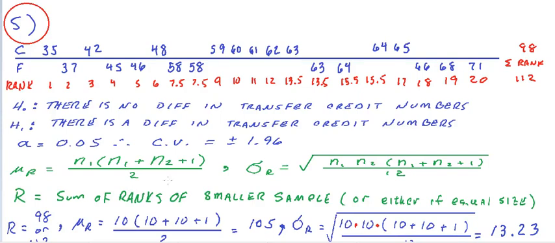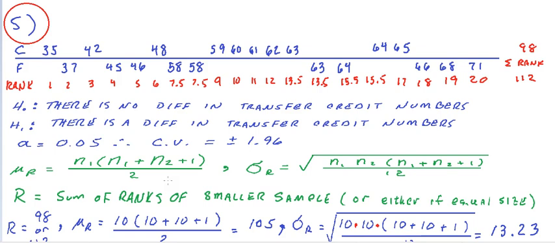Here's problem number 5, and what we're going to do is use the Wilcoxon rank sum test to see if there's a difference in the number of credits transferred from a community college as opposed to a four-year school. The credits you have from a community college compared to the credits you have from a four-year school when you go to transfer them somewhere. Is there any difference?